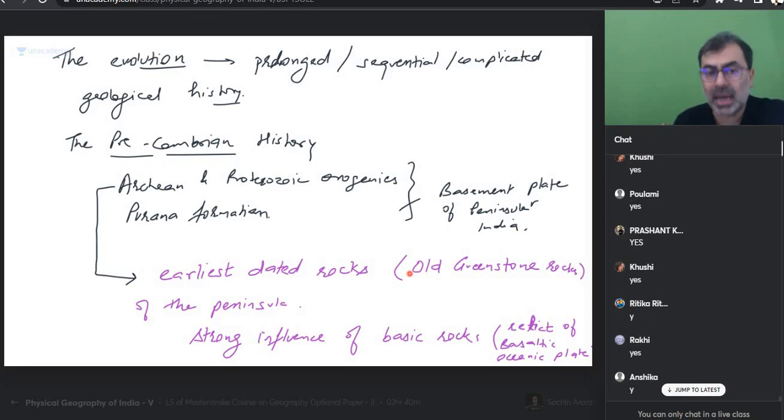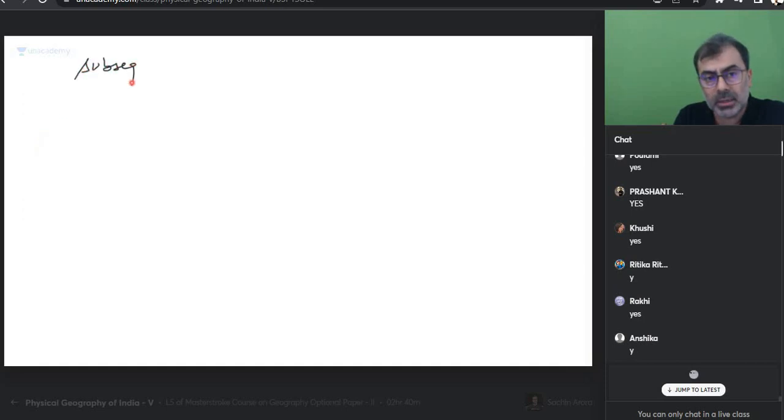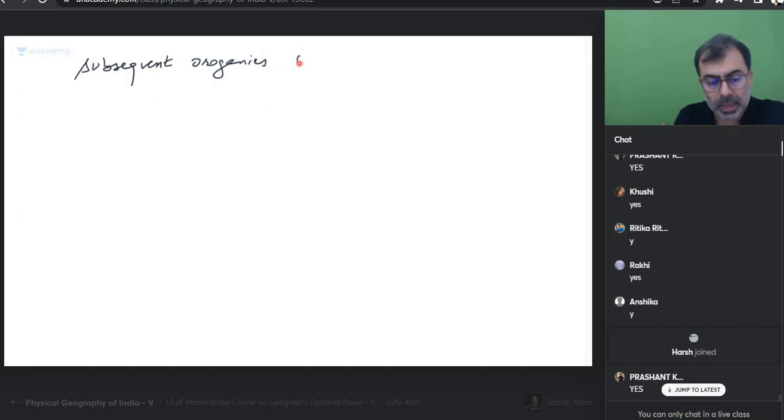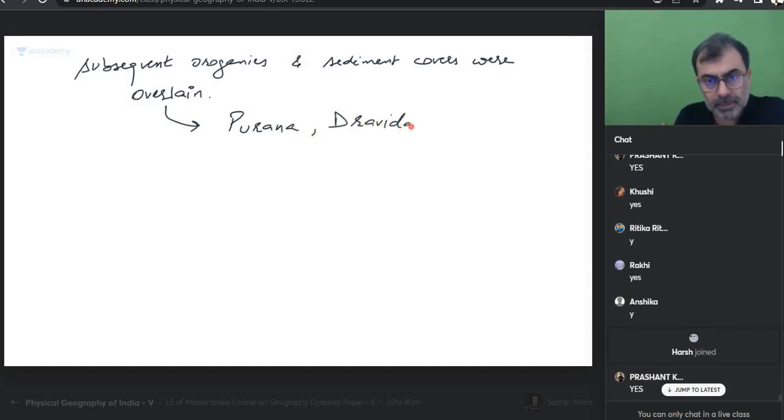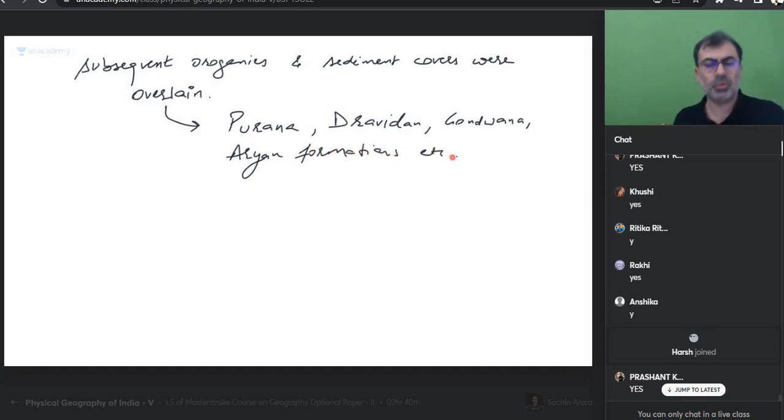Upon these Archean rocks, subsequent orogenies. I hope you remember orogenies, mountain building. Subsequent orogenies and sediment covers were overlain. Overlain means इनके ऊपर चढ़ गए. Is everyone okay? They were overlain. Which Indian geologists study under the Purana, the Dravidian, the Gondwana, Aryan formations, etc. Is everyone okay? You don't have to remember them, but ये नाम है. ये किसने किया? Indian geologists have these names.